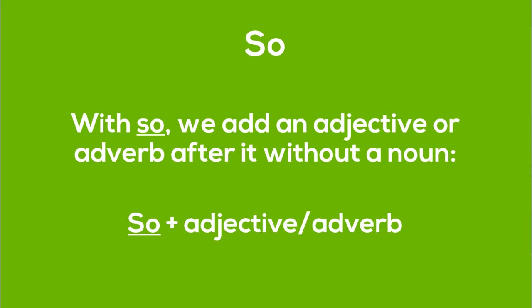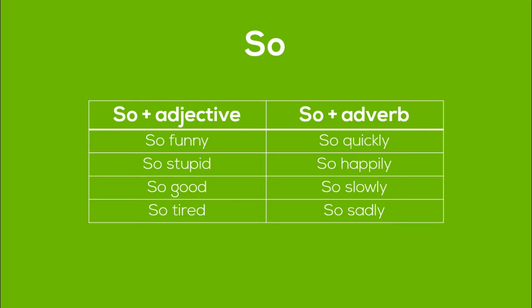So this is the structure for so. It's so plus an adjective or an adverb. Very simple, right? And in this table you can see some examples. So plus adjective, for example, so funny, so stupid, so good, so tired.